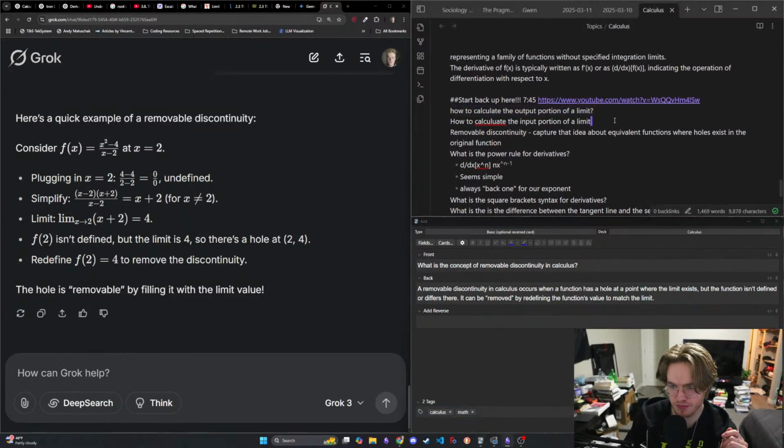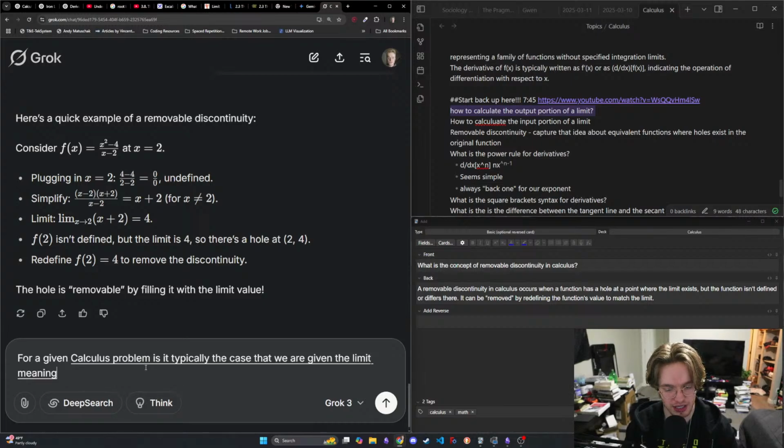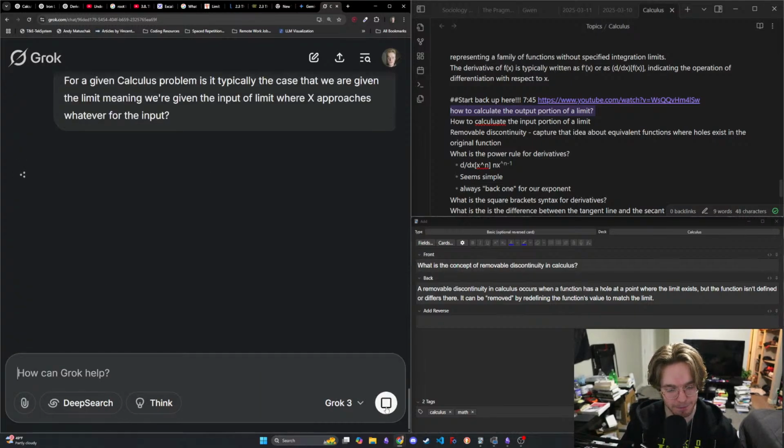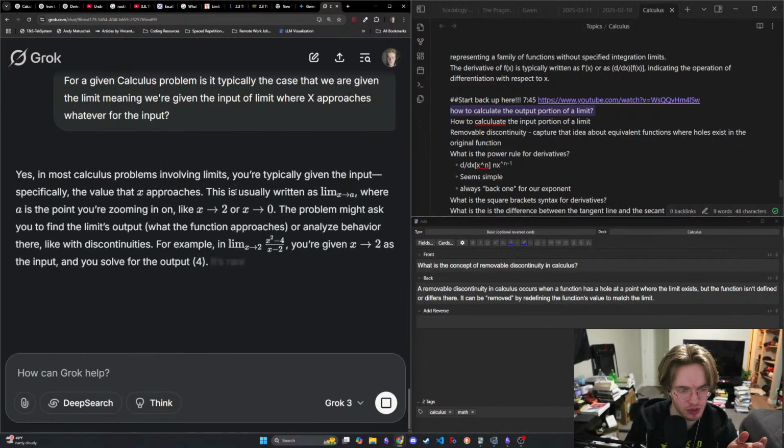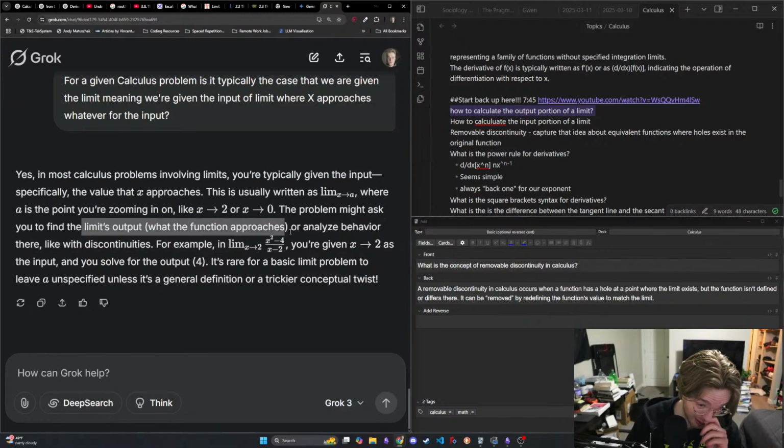Okay, so for a given calculus problem, is it typically the case that we are given the limit, meaning we're given the input of the limit where x approaches whatever for the input? Okay, looks like in most calculus problems we're given the input limit, or this guy right here. Okay, and I'm looking for the limit's output.